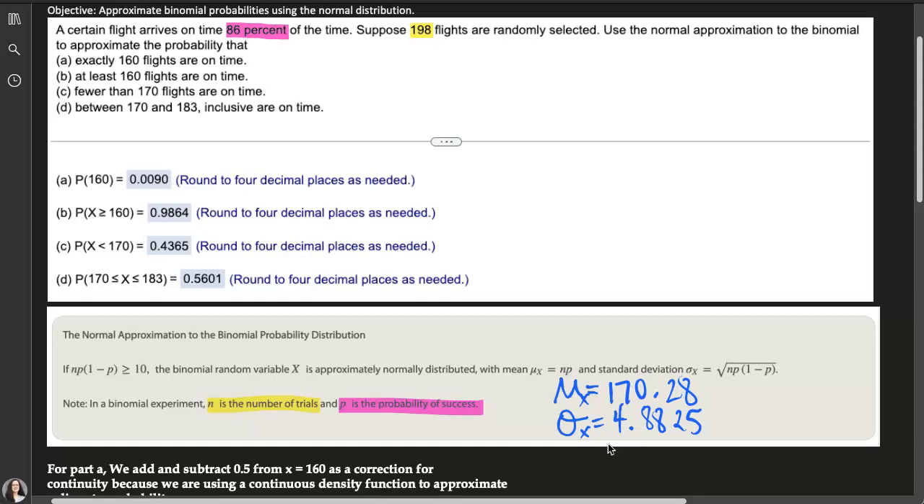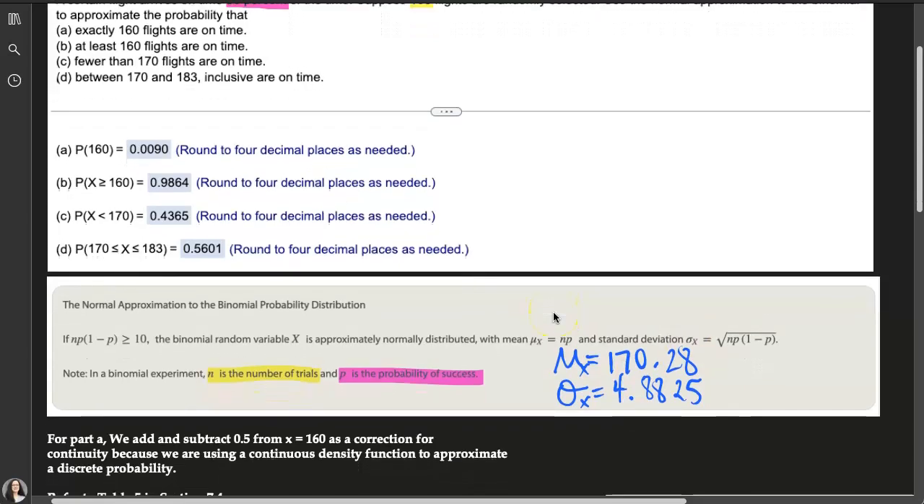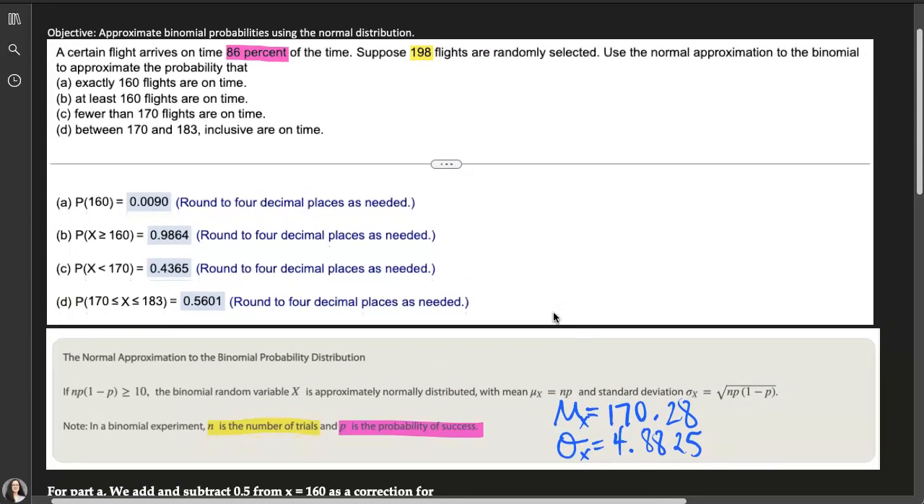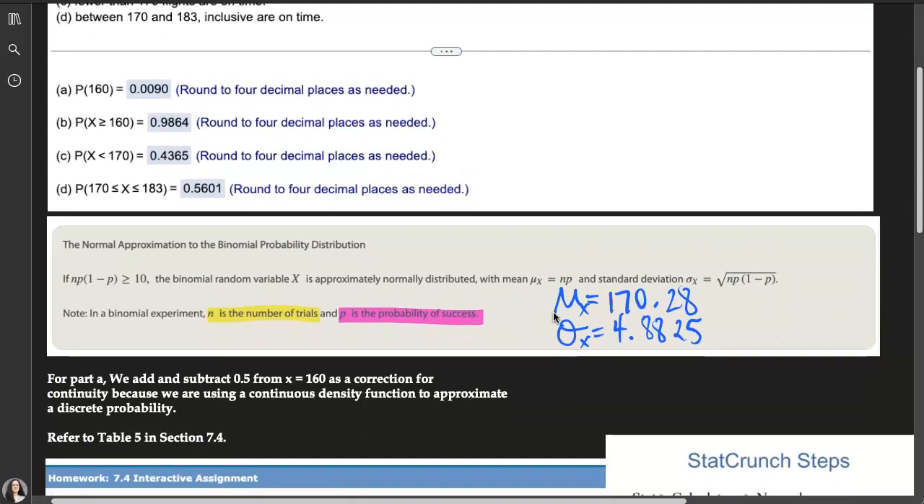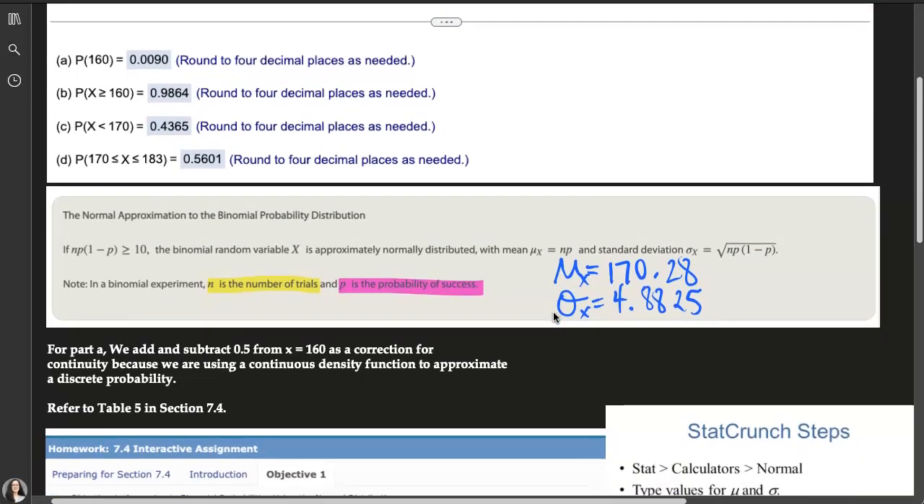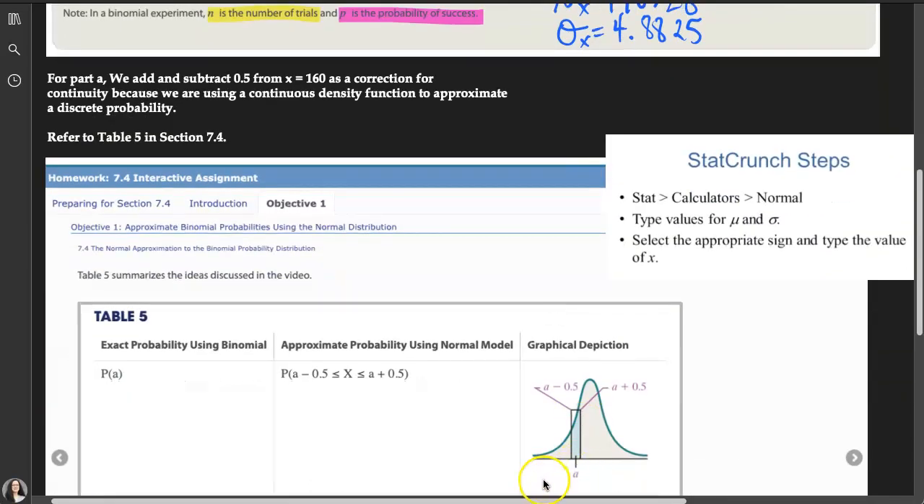In this first one, we're asked to find the probability that exactly 160 flights are on time. Now, remember, we're not using the binomial distribution. We're using the normal distribution to approximate it. Part of the issue with doing so is the normal distribution is continuous. We're using this continuous curve in order to approximate a discrete distribution. Think something that looks a lot like a bunch of little histogram bins, right?